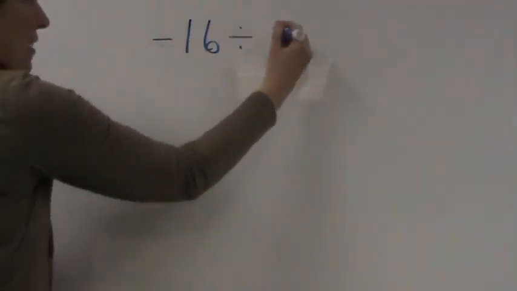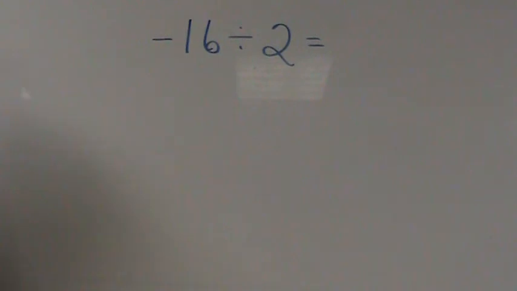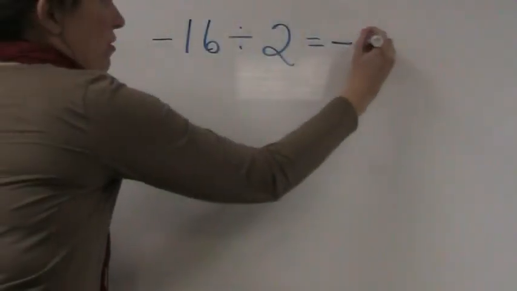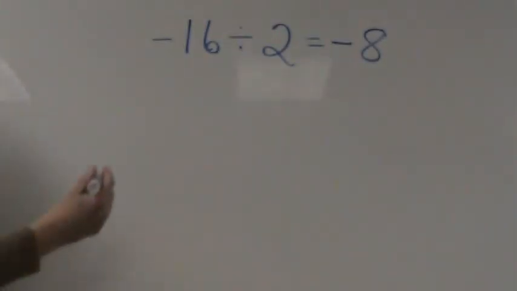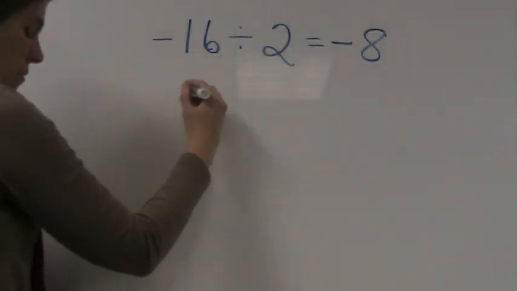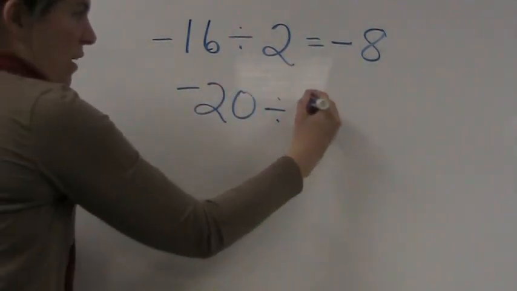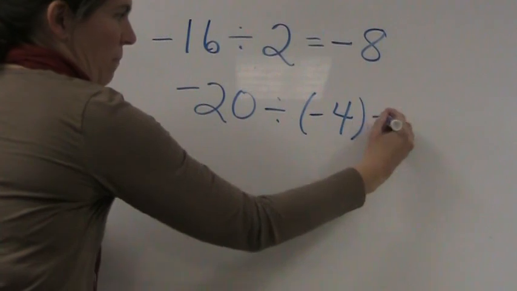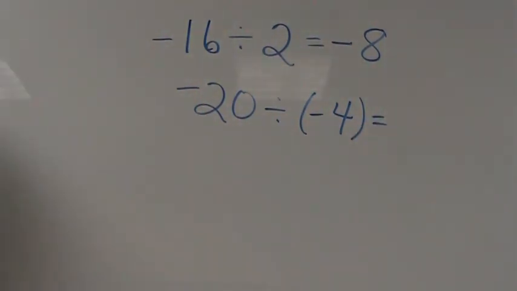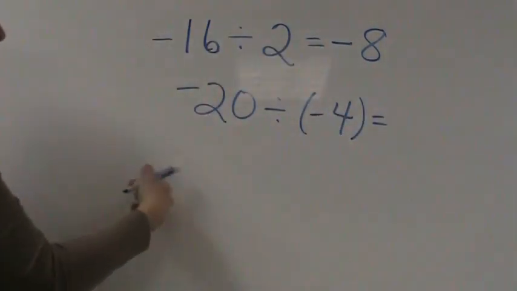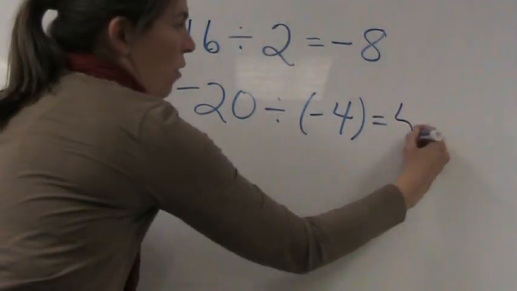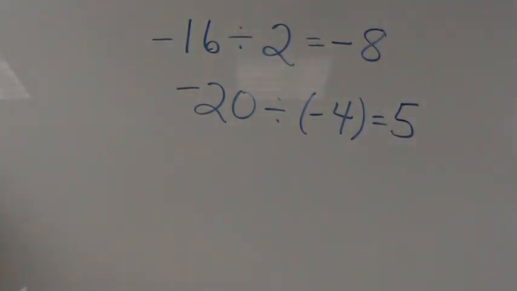Same is true for division. We have negative 16 divided by 2. One of our numbers to start with is a negative, so our answer is going to be negative as well. If they both are negative, both the numbers we start with, so negative 20 divided by negative 4, then we know that since the signs are the same, our answer is going to be a positive answer. So negative 20 divided by negative 4 is 5 as my answer for that.